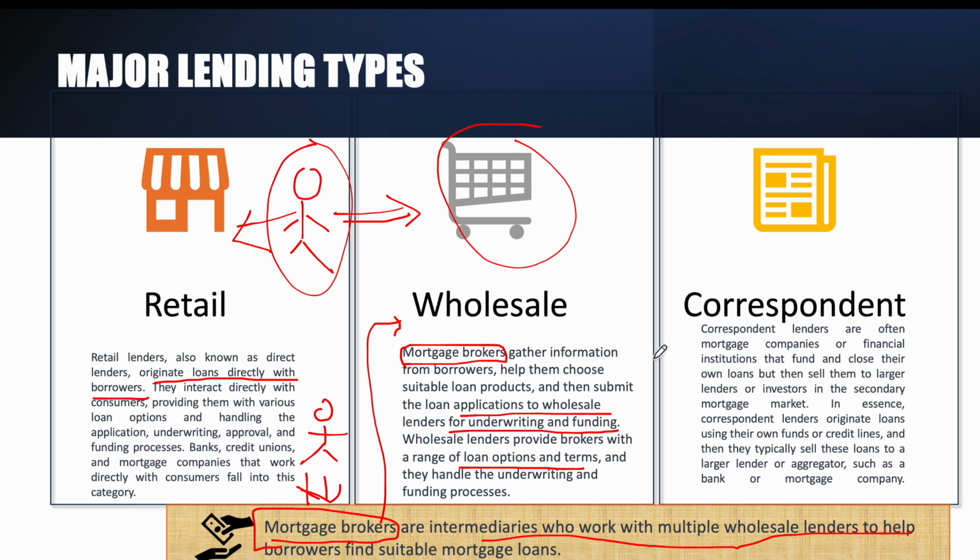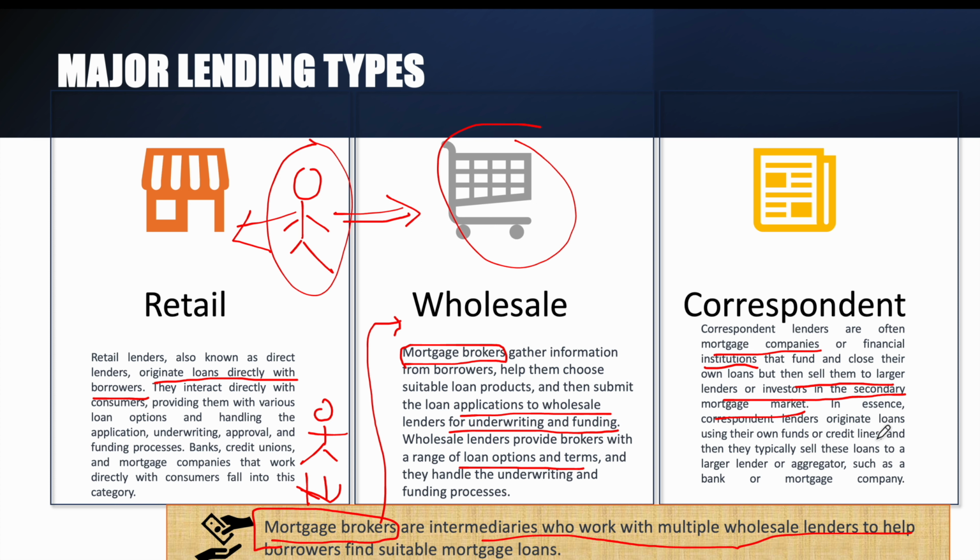Now, correspondent. When we discuss correspondence, the literal definition is interactions, correct? Correspondent lenders are often mortgage companies or financial institutions. They will do everything: loan origination, disbursement, sometimes servicing also. The only differentiator in the case of a correspondent is that it's mandatory for them to sell off their loans. They sell them to a larger lender and investor in the secondary mortgage market.